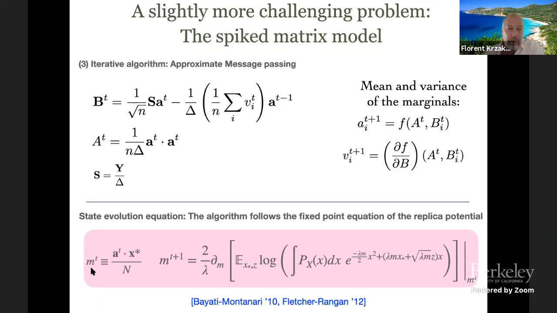For instance, if you want to know how much your estimate correlates with X star, so how much the overlap, well, you can define M of t to be the overlap between your estimate at time t and X star, and you will find again that M of t is following a simple recursion. And if you look closely enough at this recursion, you will realize this is exactly, again, the same as a fixed point of the replica potential. Okay, so this seems to be something that we find all the time. These algorithms like AMP and belief propagation are just trying to climb the replica potential. And this is again something that we're going to use later on.